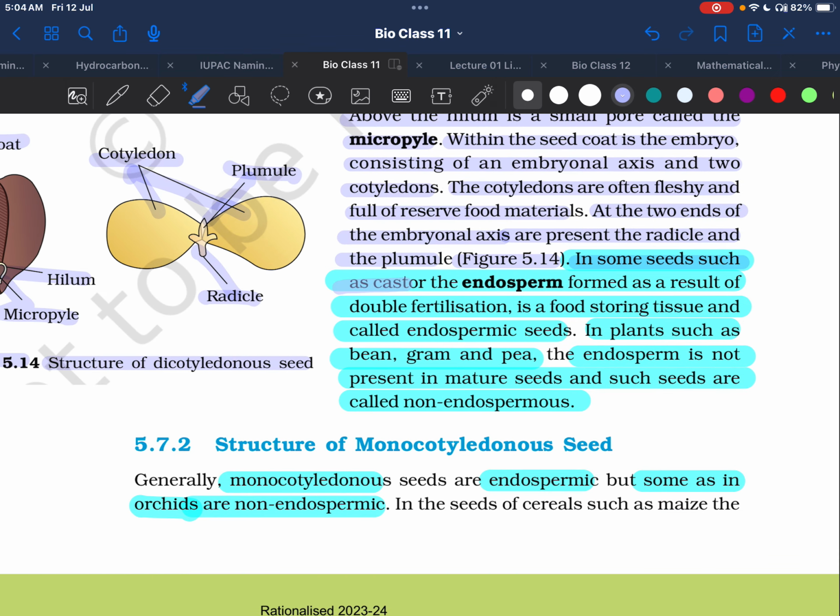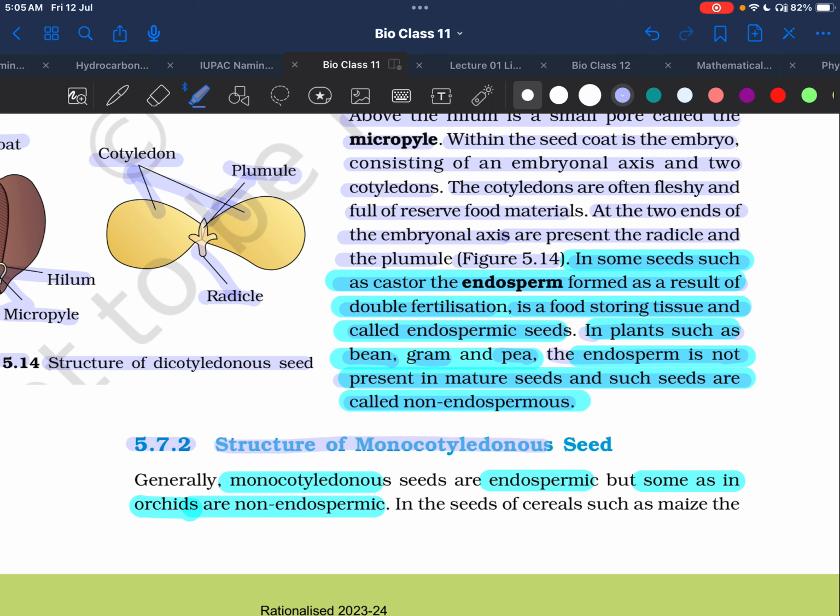In some seeds, such as castor, the endosperm formed as a result of double fertilization is a food storing tissue and such seeds are called endospermic seeds. In plants such as bean, gram, and pea, the endosperm is not present in mature seeds, and such seeds are called non-endospermous.